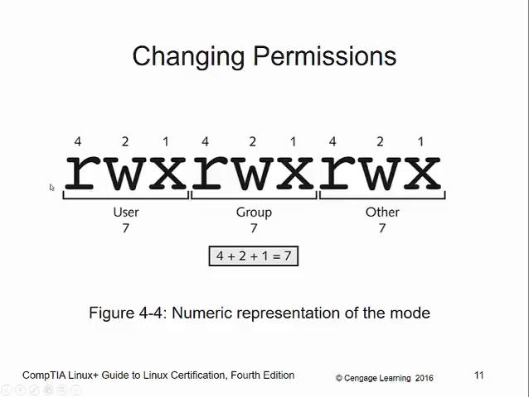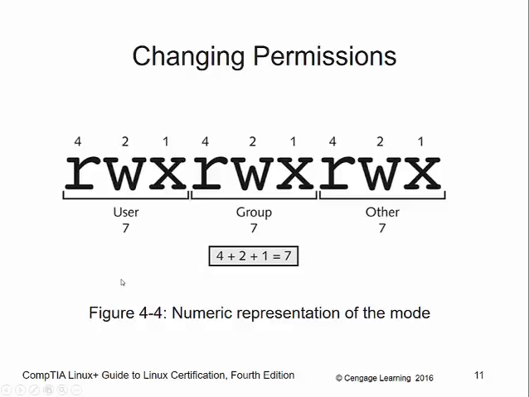We're looking at our mode right here, right? The user section, group section, other section. Each one of the permissions, read, write, execute, is assigned a decimal value. Actually, excuse me, an octal value, right? Read is assigned a value of 4. Write is assigned a value of 2. Execute is assigned a value of 1. 4 plus 2 plus 1 equals 7.